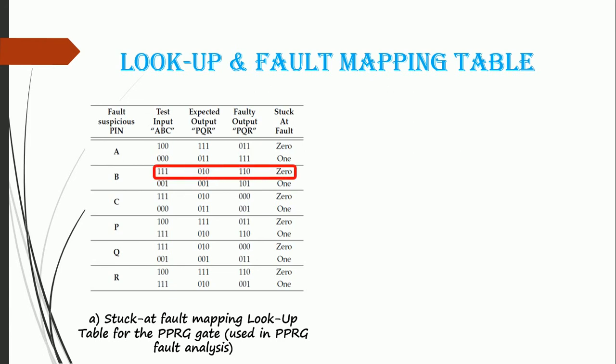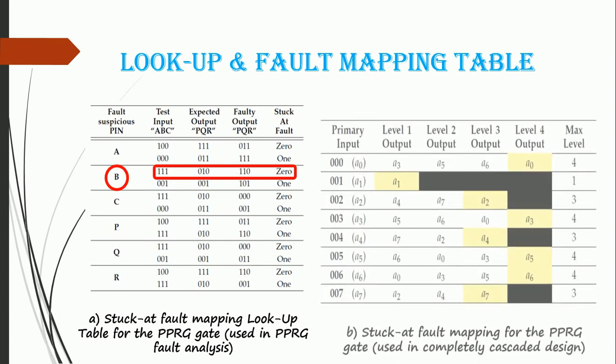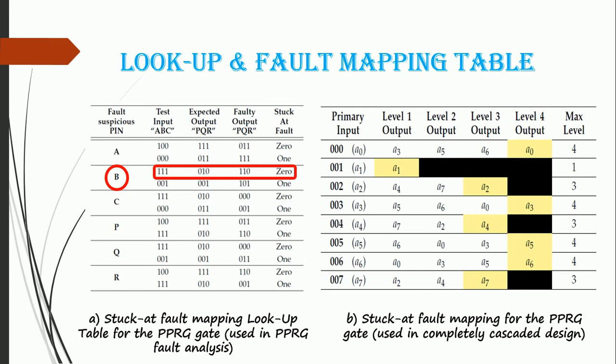As you can see, for example, if I take the test input as 111 and the expected output is 010, but the faulty output is 110. By comparing in terms of parity, the parity of the input is 0 here, and the parity of the output we got to be 1. Hence we can say it is staggered fault 0, and from this lookup table the fault pin is B. And moving on to the fault mapping table.